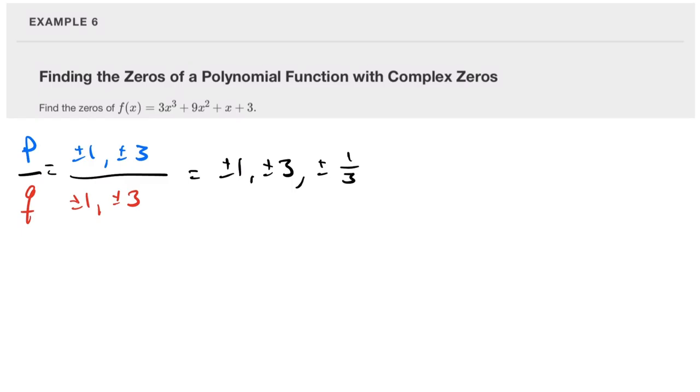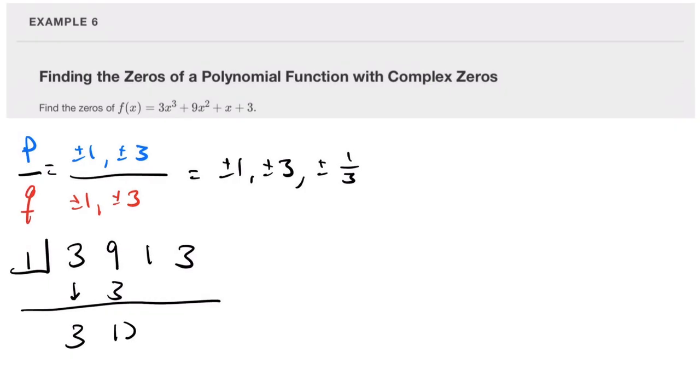So again, 1 is just a good one to start with. It doesn't always work, but it's just a simple one to start. So then let me see, 3, 2, every power is accounted for, so we don't need any placeholders. 3, 9, 1, 3. Again, the 3 just comes down. 3, what is that, 12? That makes 13, that's not a 0, right? So that's not a 0.